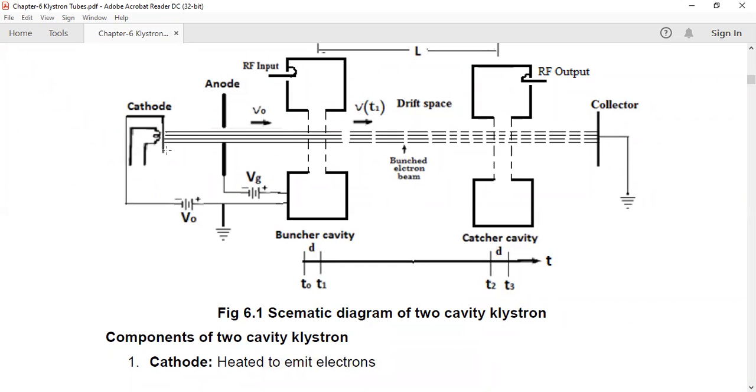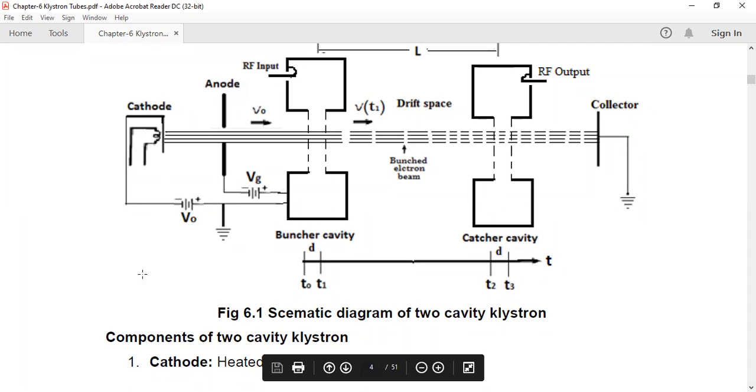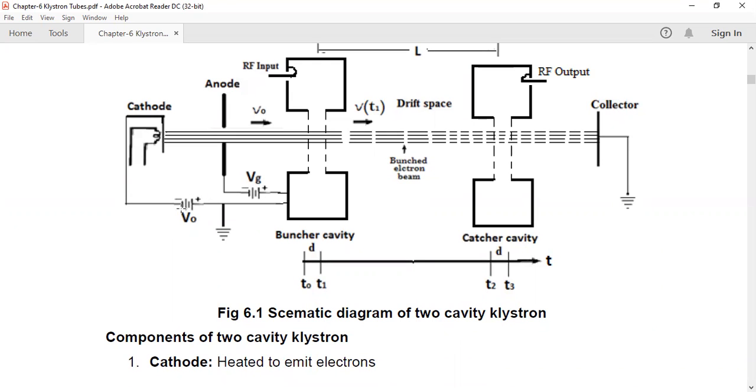Now see here there is a cathode. By supplying V0, the DC voltage, which is also called the beam voltage. Why is it called beam voltage? Because it is used to generate the electron beam. That's why it's called the beam voltage. In our laboratory also you can see there is a beam voltage. This is V0, to generate the electron beam. This is not a problem. Now this V0 is the DC voltage.